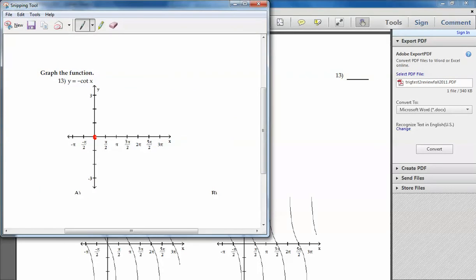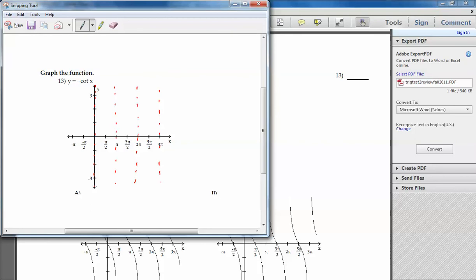Just by remembering that we have one at 0 here, that means we could write a dotted line. That's our vertical asymptote. We'll have another at pi. We're using the period to get that. Another at 2 pi, another at 3 pi, so on and so forth.